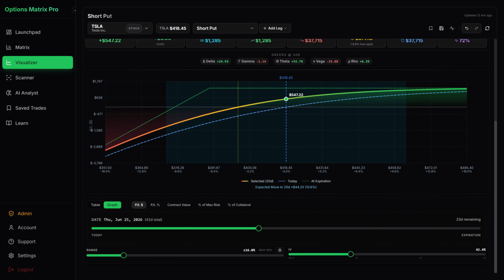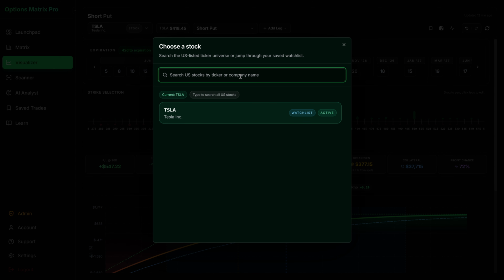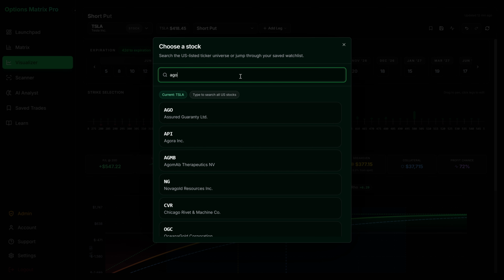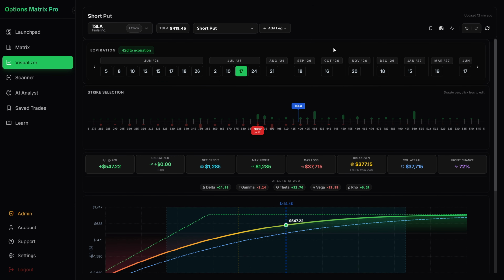So it really helps you move from this looks interesting to do I actually understand the risk and the reward. So in terms of the trade setup, at the top here, you can select the symbol. It's very similar to how the matrix worked. You could type in the symbol and you can see what it is as well as the name. We'll just use Tesla for now in this case. You can see what the current stock price is, the spot price.